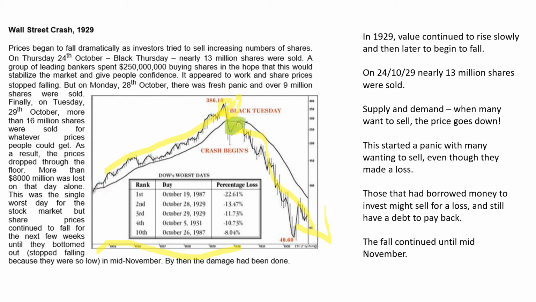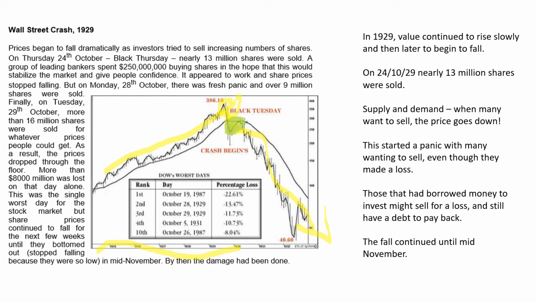But on Monday, the 28th of October, there was fresh panic and over 9 million shares were sold. So over the weekend, people think again and they start to worry again. So as soon as the market opened on Monday, people try and sell their shares again. Finally, on Tuesday, the 29th of October, more than 16 million shares were sold. And people were selling for whatever price they could get. You know, supply and demand.